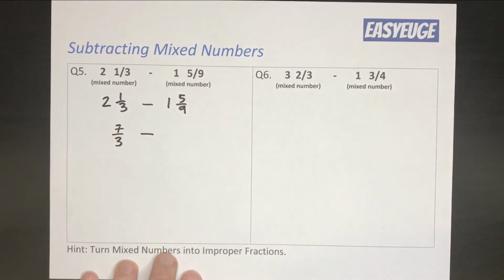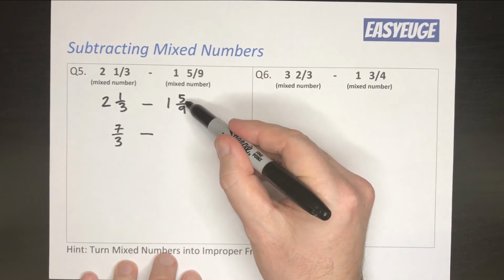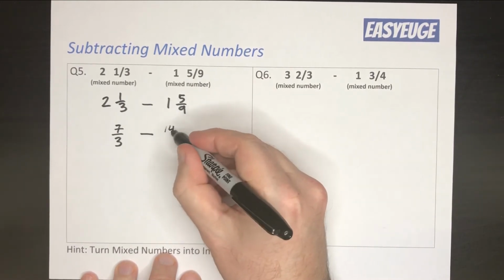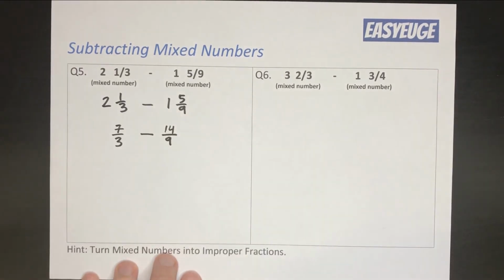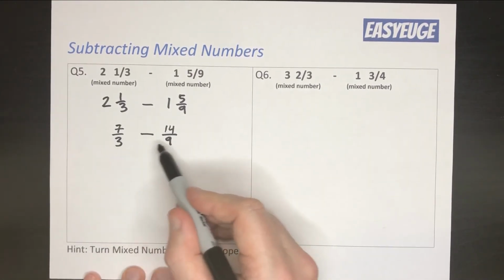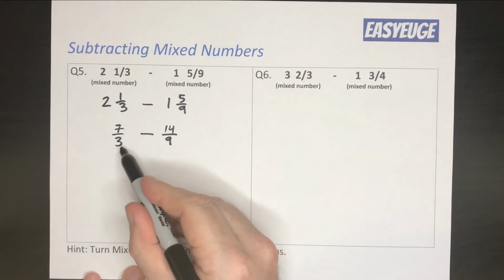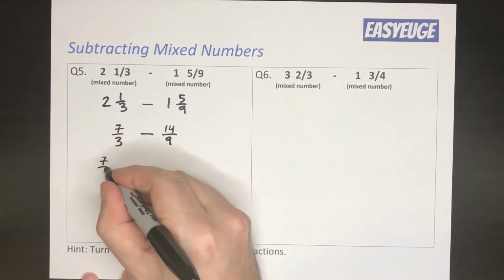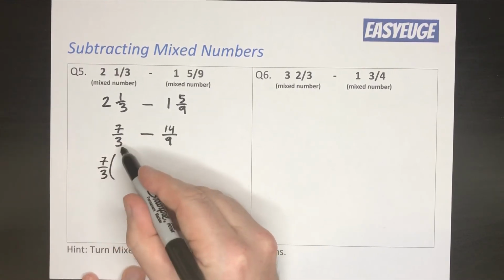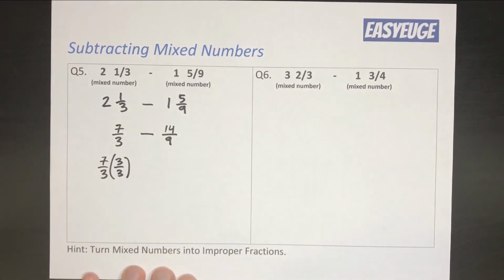Let's take away 1 5/9. 1 9 is 9, plus 5 is 14. So that's 14 over 9. So there are our two fractions, and we can't subtract them yet because look, the denominators are different. So in order for us to subtract fractions, the number on the bottom has to be the same. So let's turn that 3 into a 9. Let's take 7 over 3.